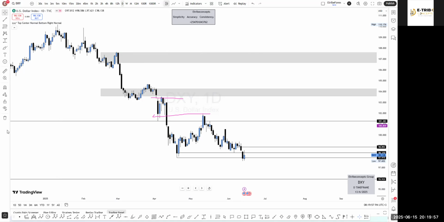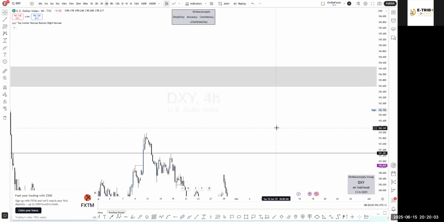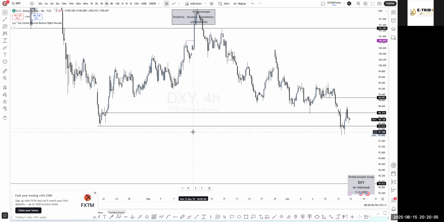Hold on. So if you check on 4 hours, I remember very well we had highlighted this zone. We had highlighted the sorry for that.